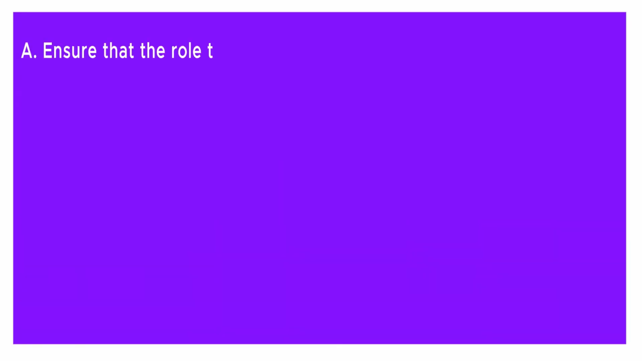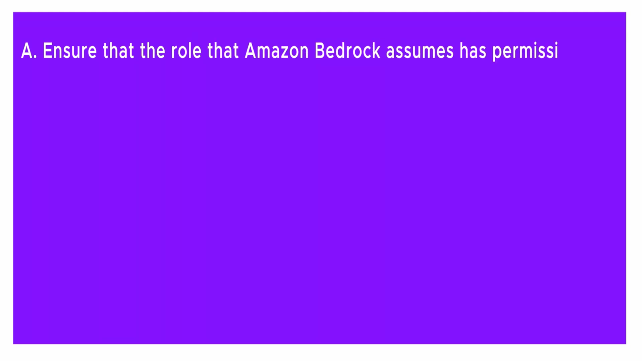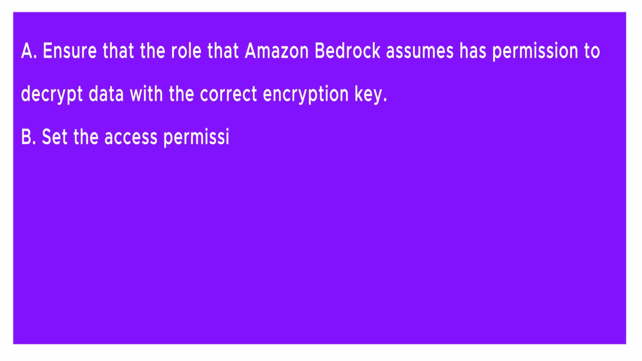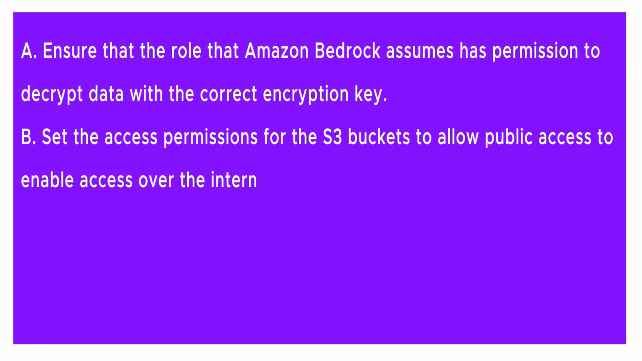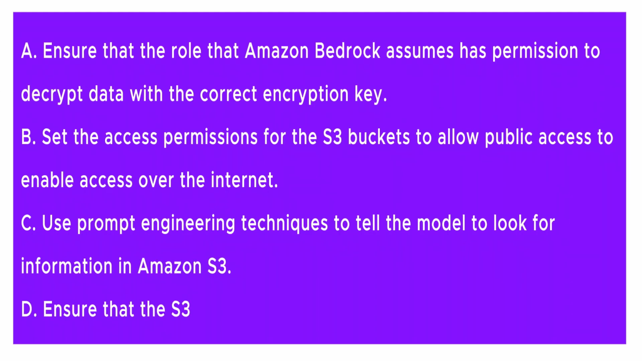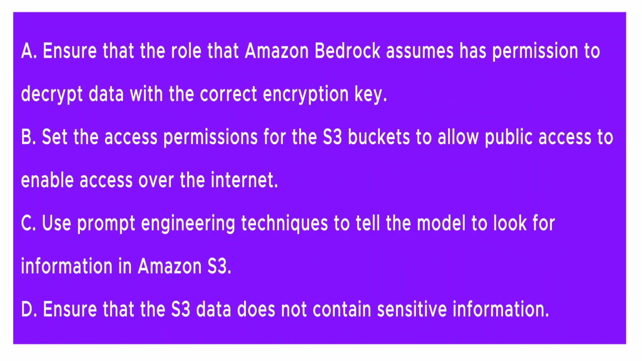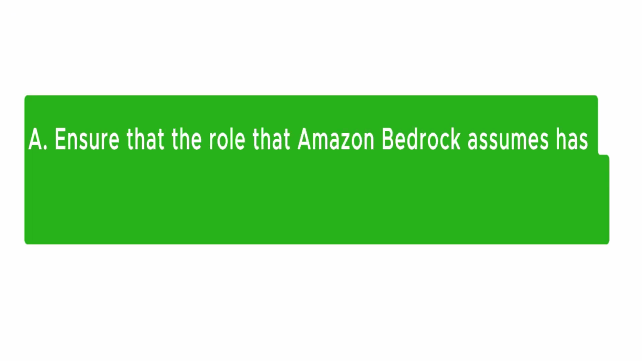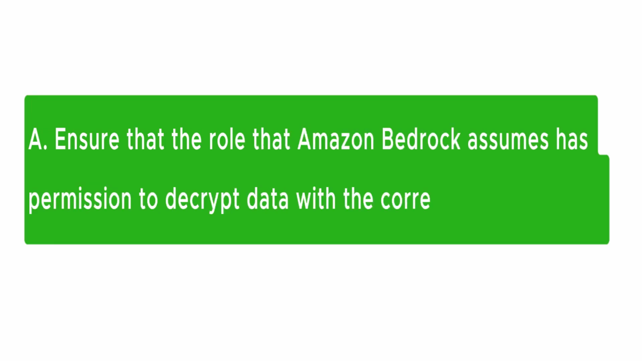A. Ensure that the role that Amazon Bedrock assumes has permission to decrypt data with the correct encryption key. B. Set the access permissions for the S3 buckets to allow public access to enable access over the internet. C. Use prompt engineering techniques to tell the model to look for information in Amazon S3. D. Ensure that the S3 data does not contain sensitive information. Correct answer is A. Ensure that the role that Amazon Bedrock assumes has permission to decrypt data with the correct encryption key.